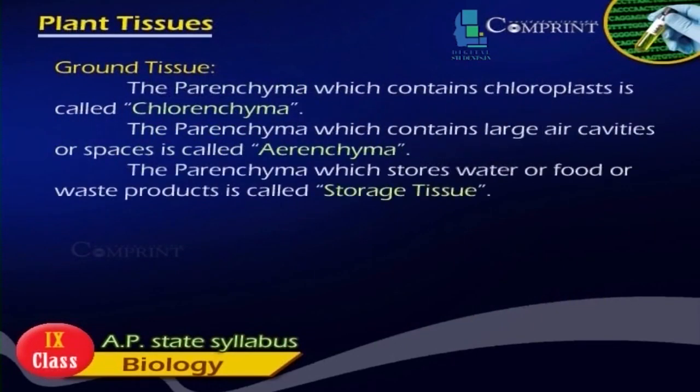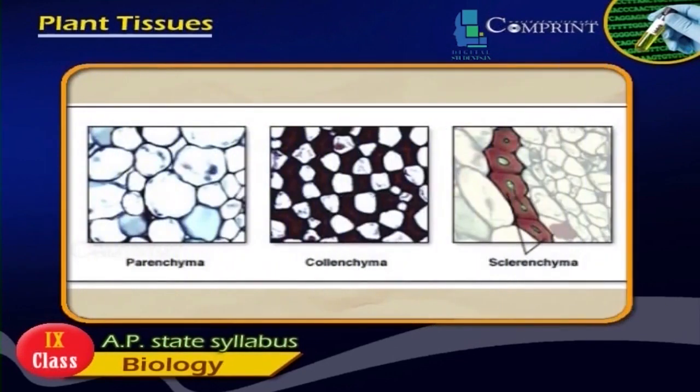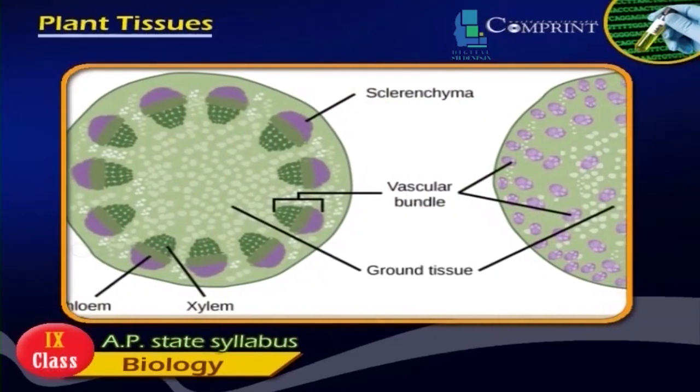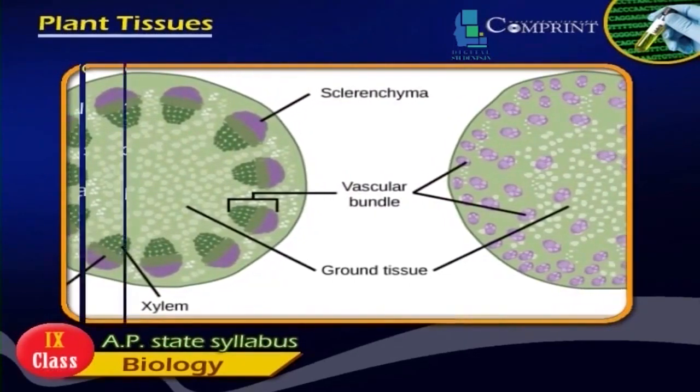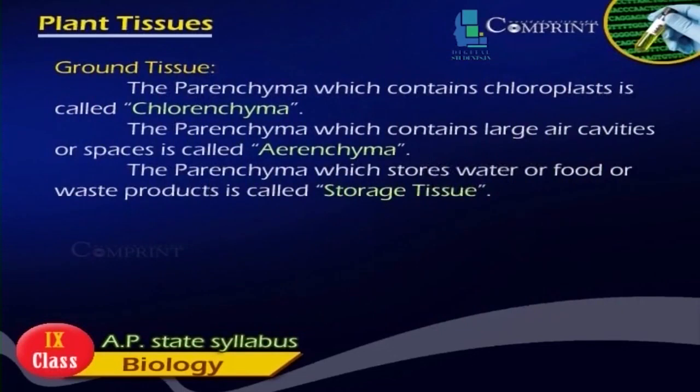The parenchyma which contains chloroplasts is called chlorenchyma. The parenchyma which contains large air cavities or spaces is called aerenchyma. The parenchyma which stores water or food or waste products is called storage tissue.